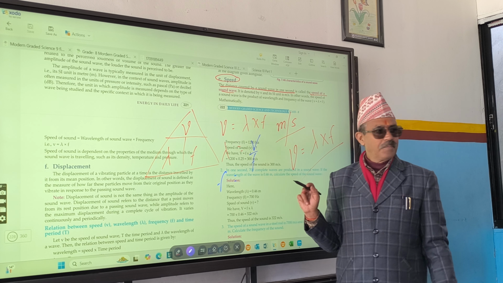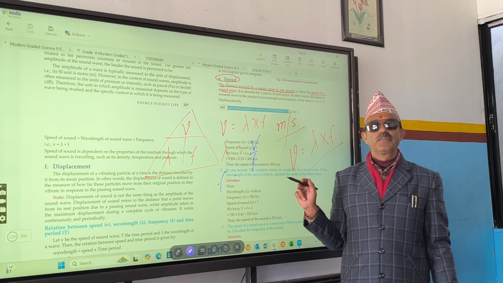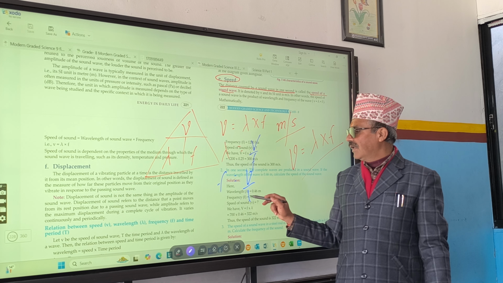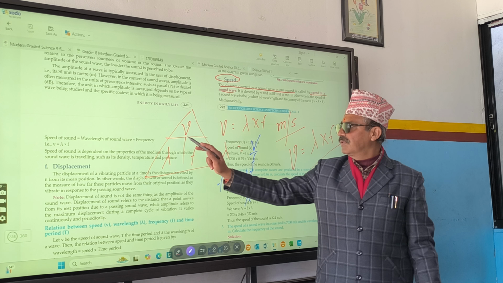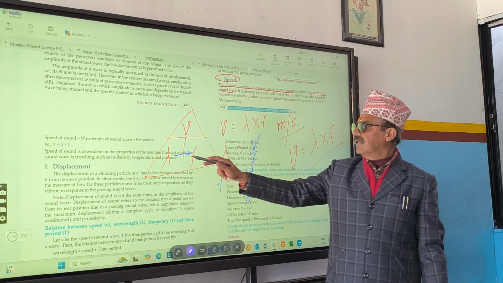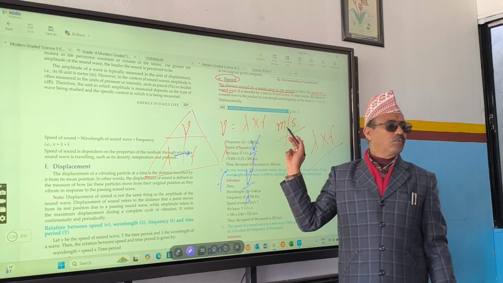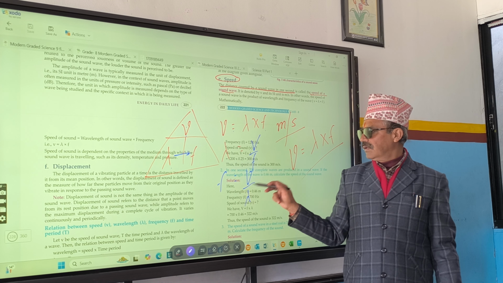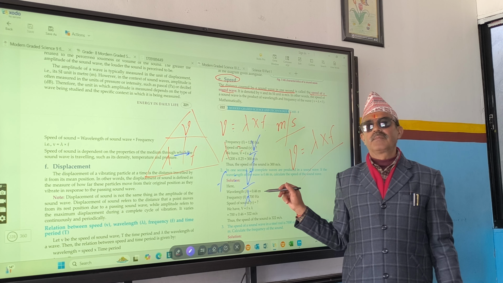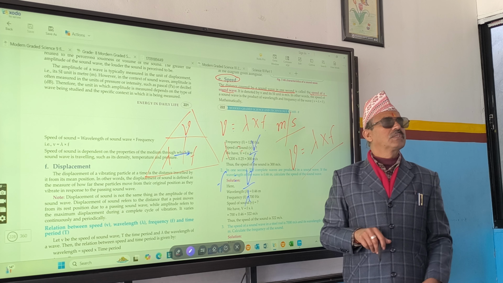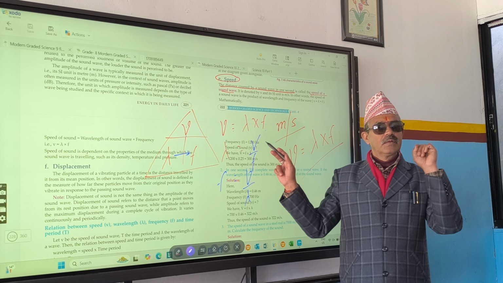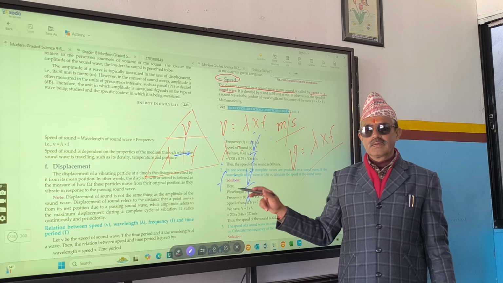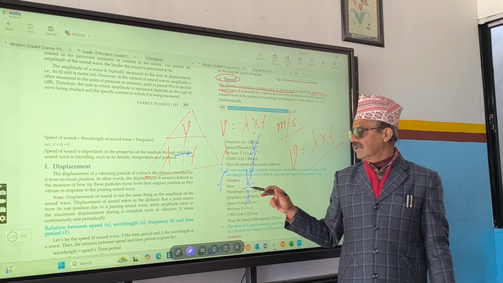And F equals to? Then V by lambda. F equals to V by lambda. V equals to lambda times F, and lambda equals to V by F. Okay, V equals to? Lambda equals to? F equals to V by lambda. Remember this formula for 1 second. Number 1. Number 2. Number 3. F equals to V by lambda.